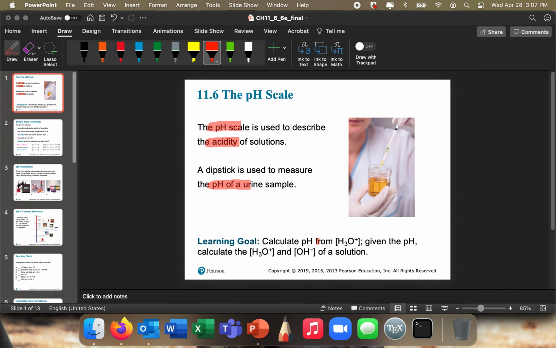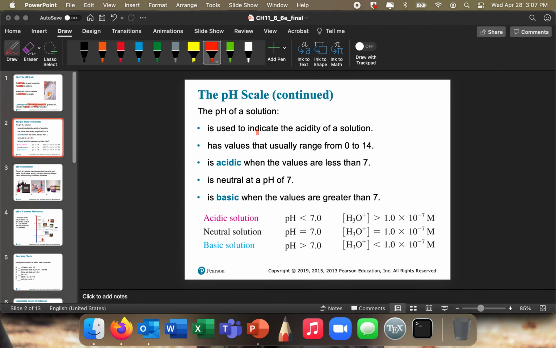So our learning goal for this section is to calculate the pH given the concentration of hydronium ion, or given the pH, calculate the hydroxide ion concentration in solution. Okay, so let's go back and look at this now. The pH of a solution is used to indicate the acidity of a solution.